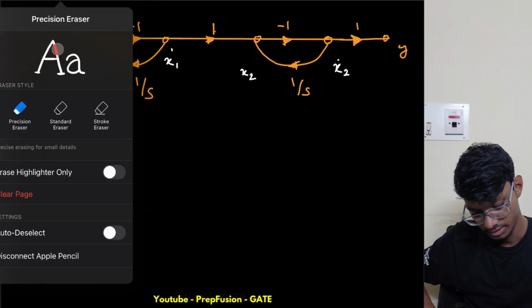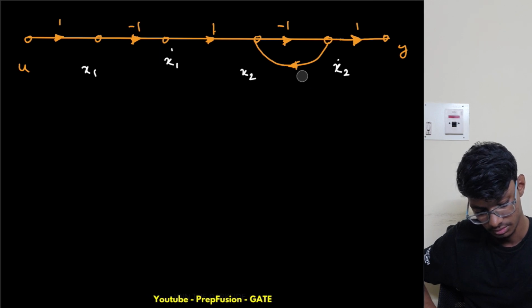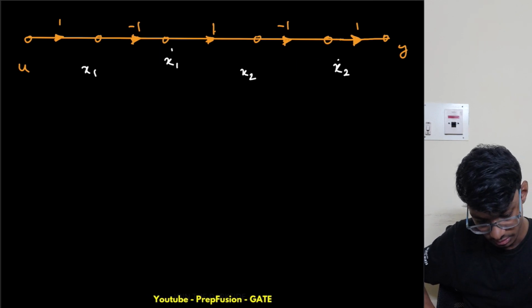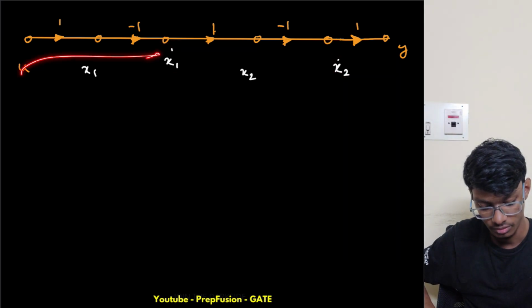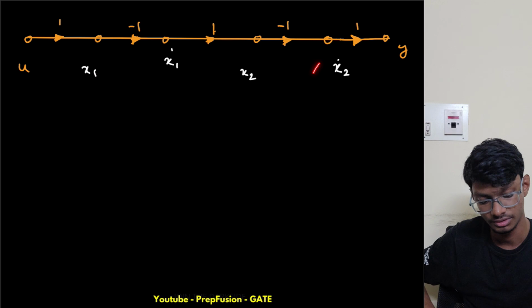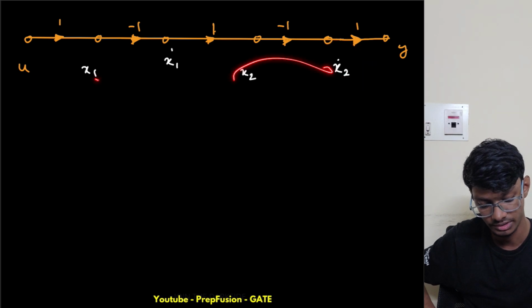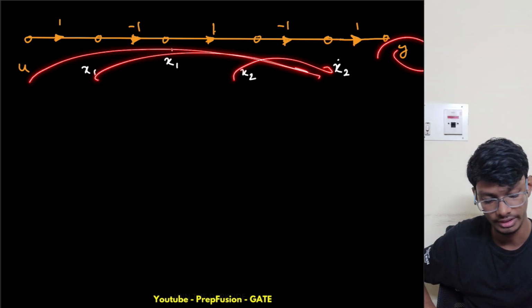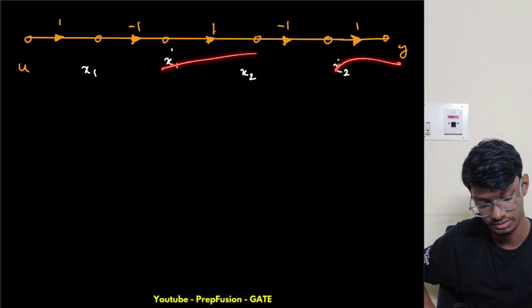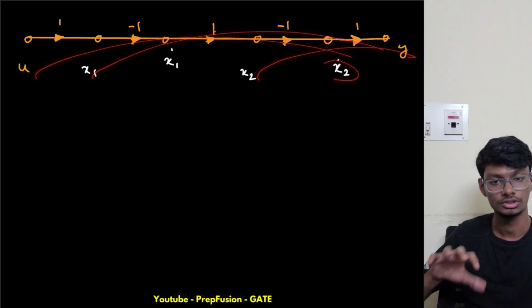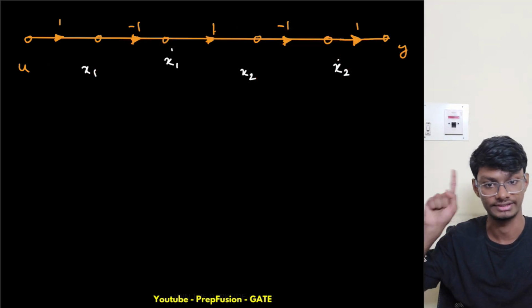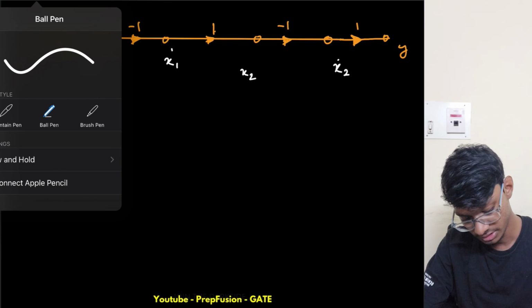So remove these two. Also, there are multiple forward paths to this x1 and x2. Like we have input, we have this x1 also. For this x2 we have this x2 also, we have this x1 also, and we have this input also. For y we have everything, right? We have this x2 also, this x1 also, and this u also. So yeah, we have to use that SFG formula. So let's find the first equation.